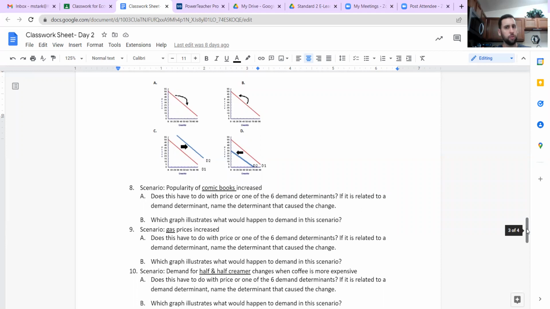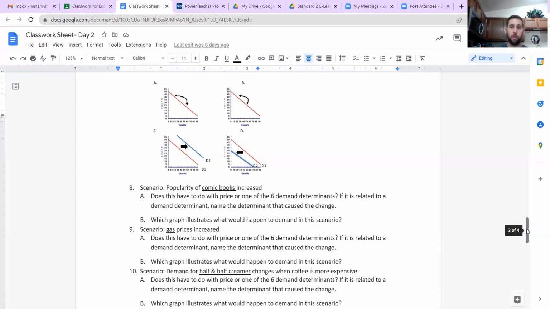It's a little tricky, but I'm going to talk you through it. So demand for half creamer changes when coffee becomes more expensive. Now, you might think, well, Mr. Stark, it mentions coffee becoming more expensive, so that means it's got to be a price change, which would be A or B. I like your reasoning, but that's not correct, because we're looking at what's happening to the demand for half creamer.